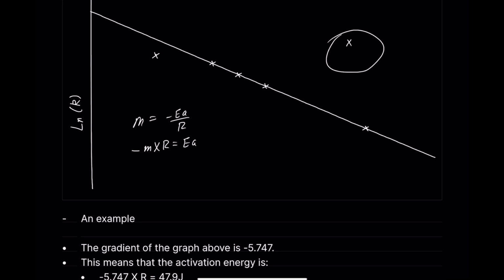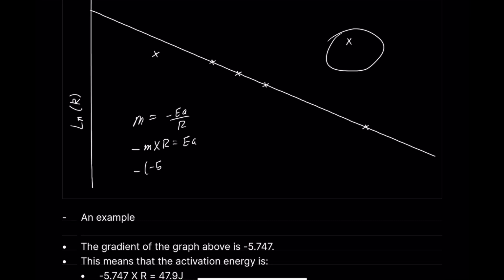So minus and minus is a positive, which makes sense because we're going to get a positive value for our energy. Minus 5.747 multiplied by our value for R, which is always 8.31. So I just take away that R and put times 8.31, which would equal our activation energy.